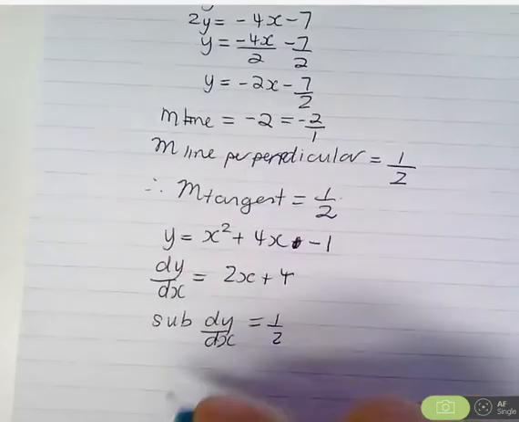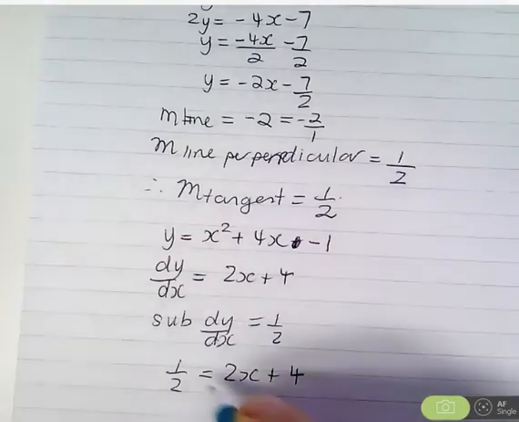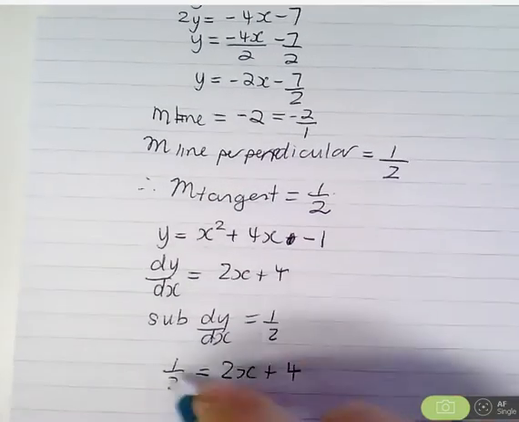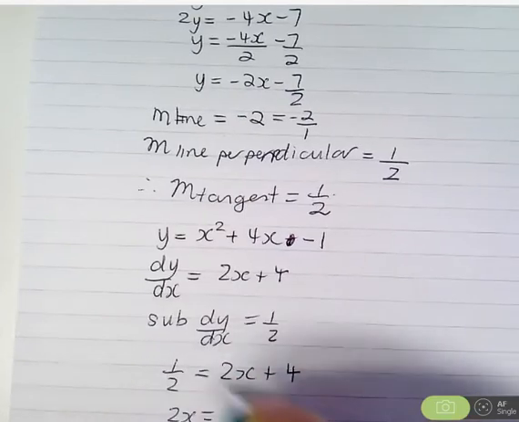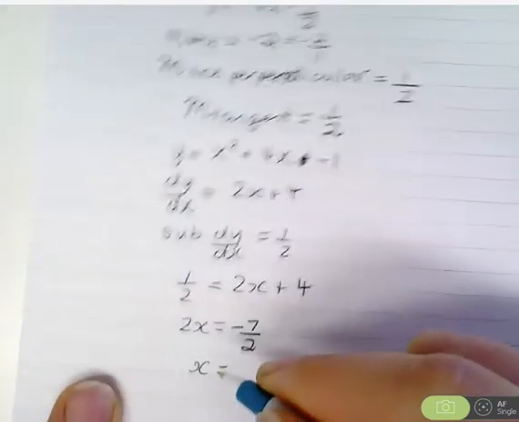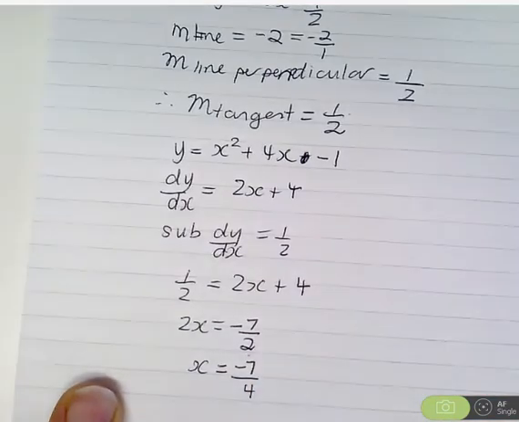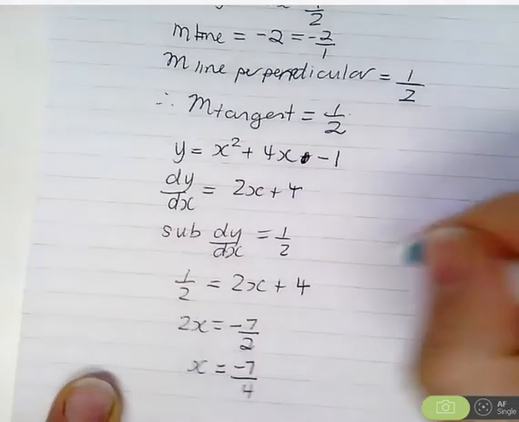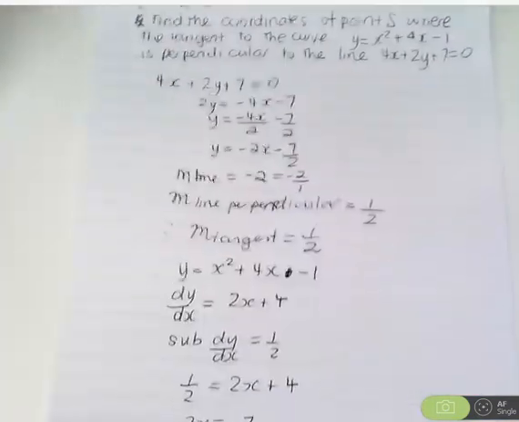And we get that a half equals 2x plus 4. We can bring this 4 over, so we get that 2x equals a half minus 4, which is negative 3.5, which is negative 7 on 2, and therefore x is negative 7 over 4 if you're dividing here by 2. Okay, now that does not give me the coordinates of the point S, that just gives me the x value.